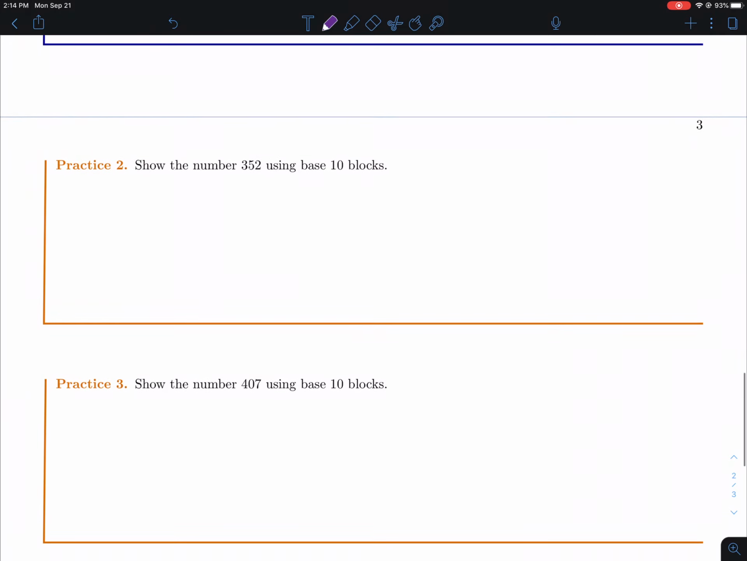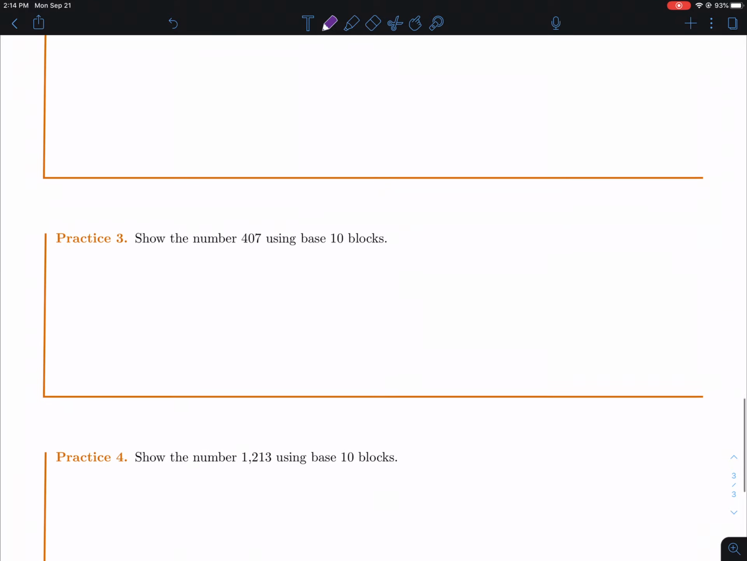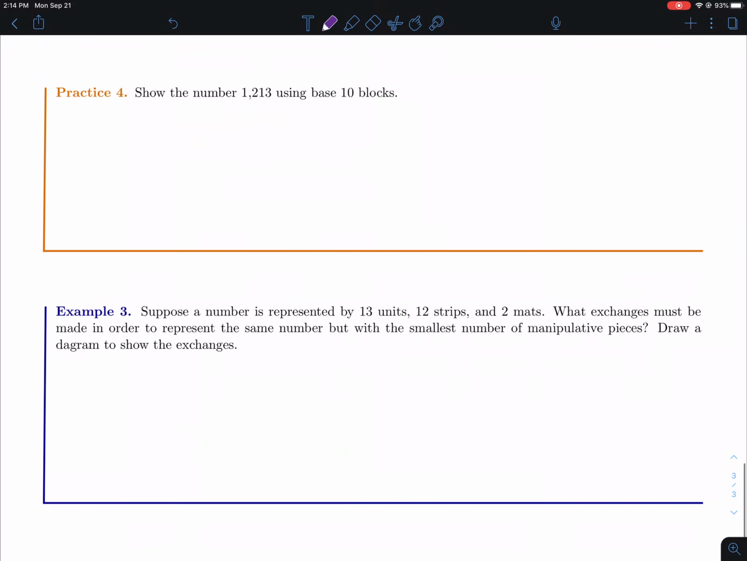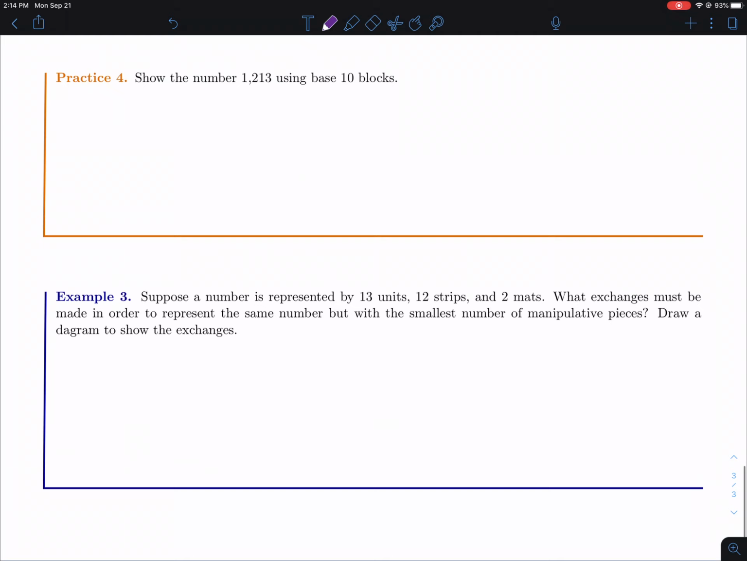All right. So you guys do the same thing for practice 2, practice 3, practice 4. And then let me show you a little bit of example 3 here. So this is going to help. And again, if you want to pause the video at this point, go ahead and do those practice problems, then come back. This is going to help us for when we're starting to talk about adding whole numbers and subtracting whole numbers, just to see one of the regrouping techniques and things.